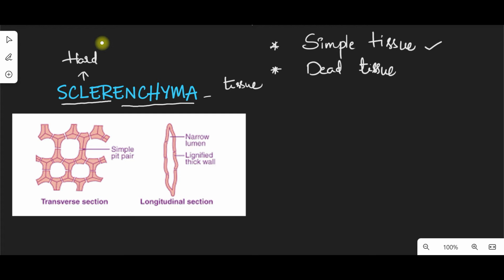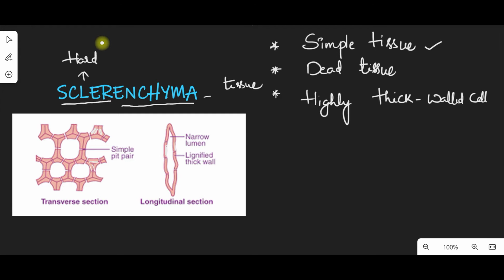So here the diagram represents the transverse section of sclerenchyma. And this is the longitudinal section of sclerenchyma tissue. The sclerenchyma is made up of highly thick-walled cells. So you can see the thickness of the wall here. The wall of the sclerenchyma cell is very thick. You are able to see the thickness.